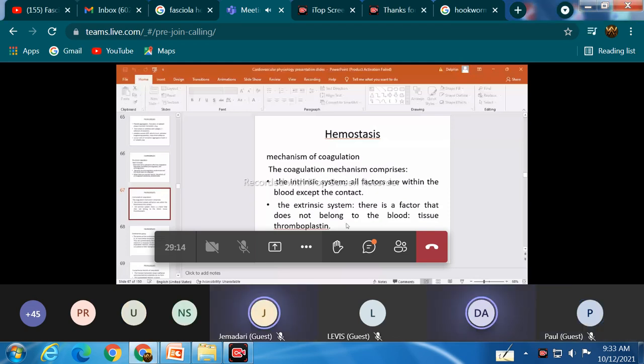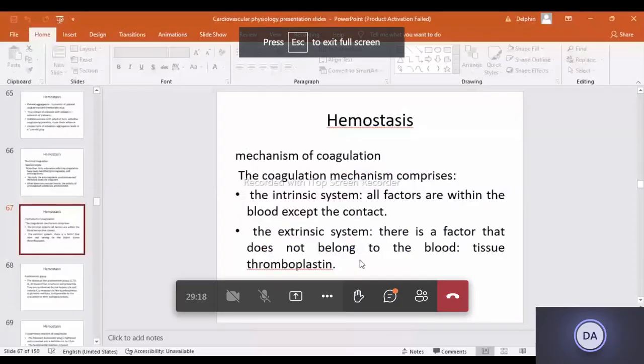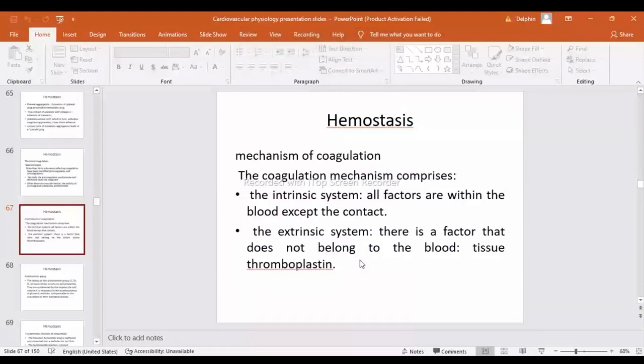The contact and the extrinsic system, there is a factor that does not belong to the blood. This factor is the tissue thromboplastin.